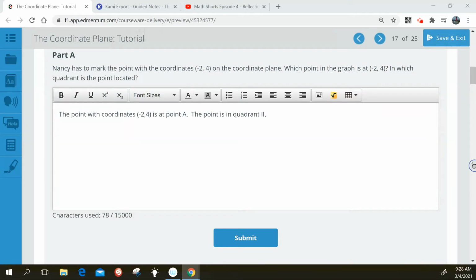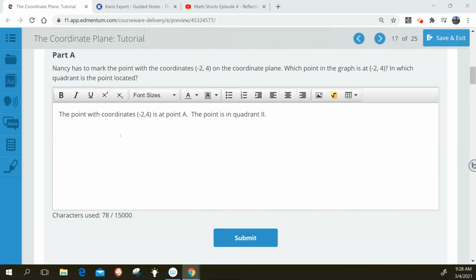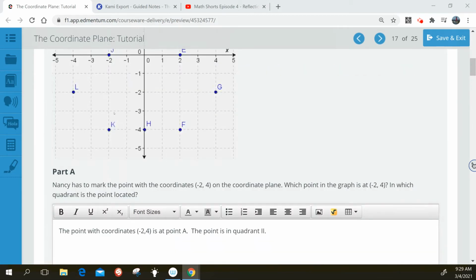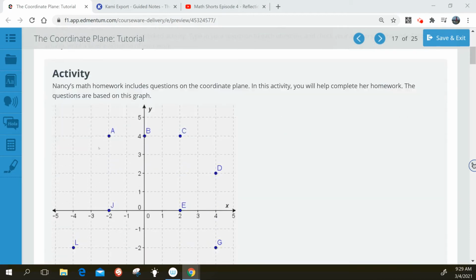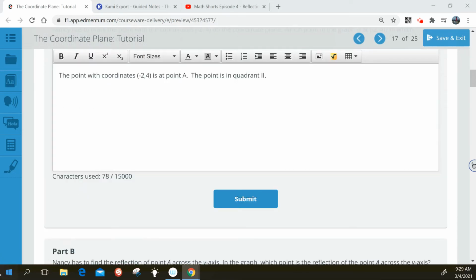So part A is asking us to mark the point with coordinates -2, 4 on the coordinate plane. We found -2, 4 is at point A. In your answer, you need to tell me that the point with coordinates -2, 4 is at point A. Then it also asks what quadrant the point is located in. And we want to make sure we say that point A is located in quadrant 2. Any questions on that one?